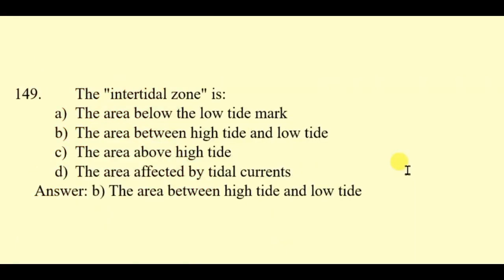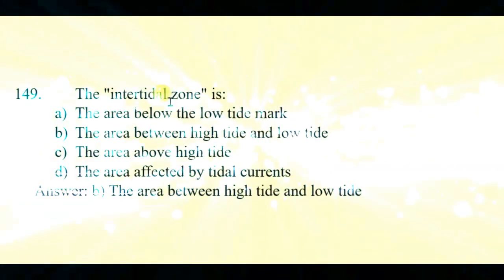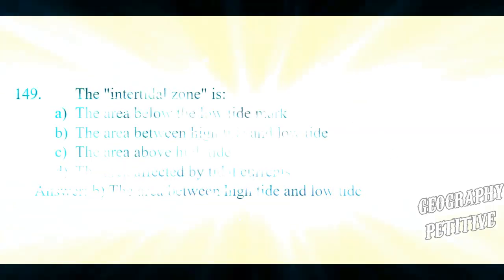Question 149. The intertidal zone is the area between the low tide mark, the area between high tide and low tide, the area above high tide, the area affected by tidal currents. So the right answer will be the area between high tide and low tide. But the height difference is called as tidal range.